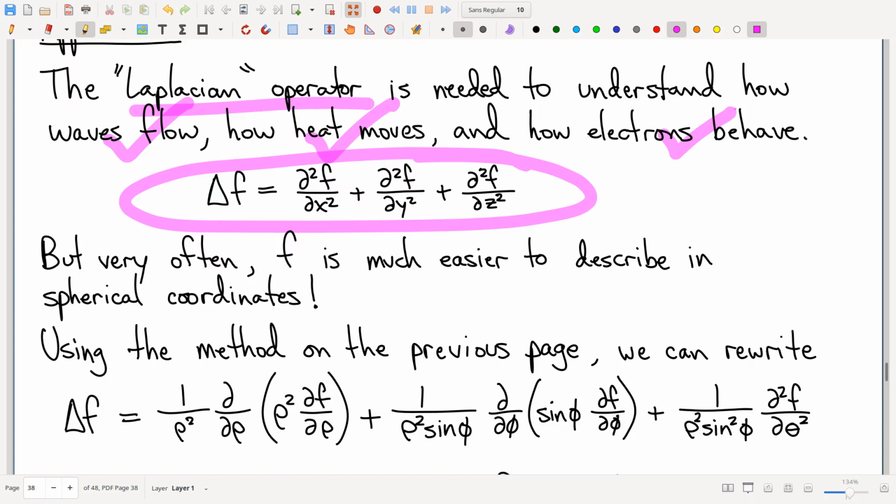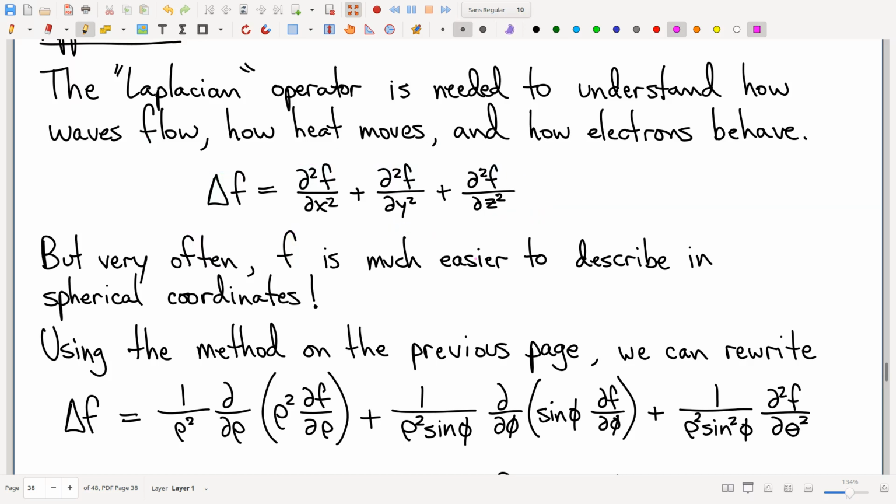This is an extremely important mathematical construction, and why this particular expression is so useful is somebody else's problem. You'll see that in your physics classes, your engineering classes. Okay, so how would you write that in spherical coordinates?